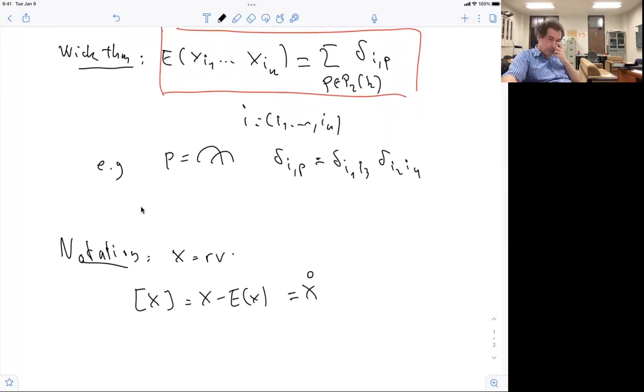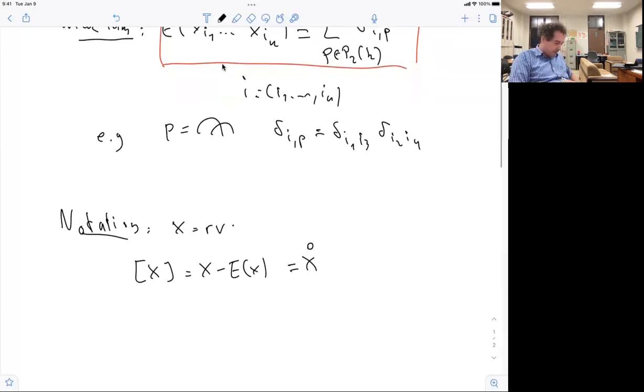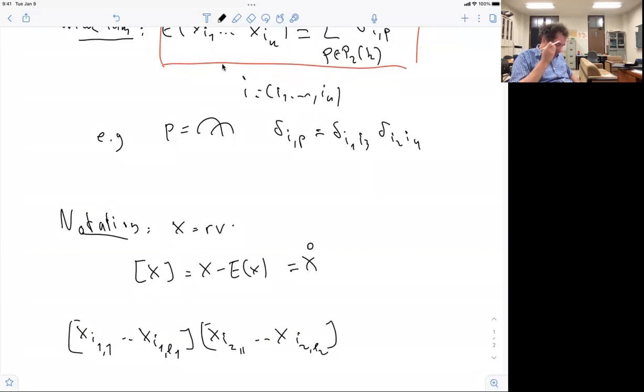Namely, now what I would like to do is compute the expectation of products, not of Gaussian variables, but of centered monomials. So what I have is x i_1,1 up to x i_1,L_1, which is the first monomial which I'm going to center, and then x i_2,1 up to x i_2,L_2, and so on and so forth.